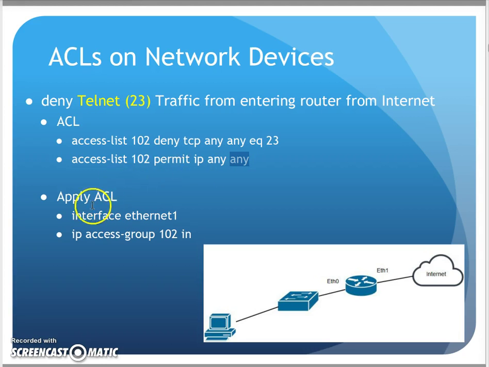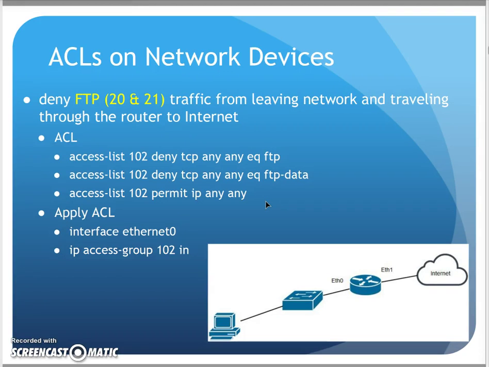And then I turn around and I apply that onto interface Ethernet 1. That's this interface right here. And I say, okay, IP access group 102, because that's the number I gave. I'm going to apply that to the traffic coming in. So right here, I'm going to apply that to the traffic coming into that port, coming in from the internet. And that will stop my Telnet traffic coming in from the internet.